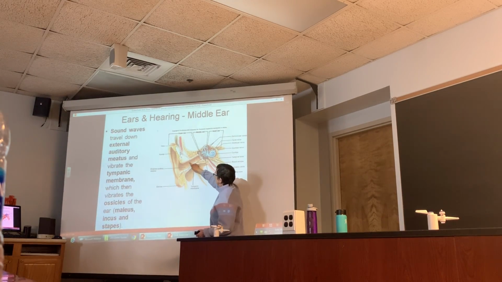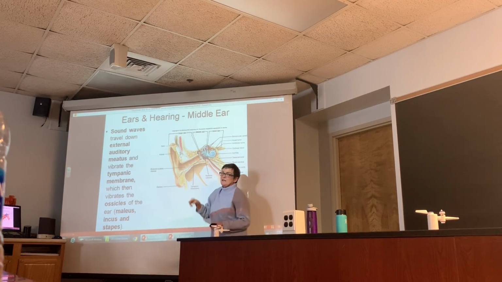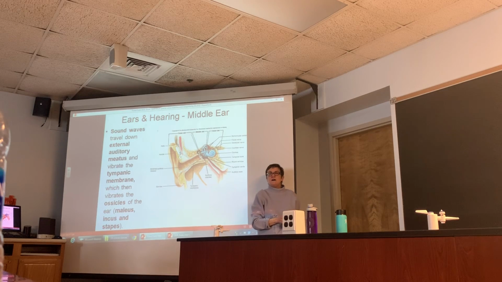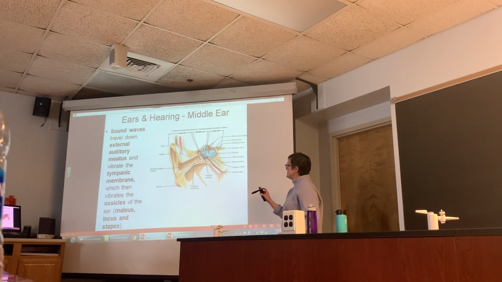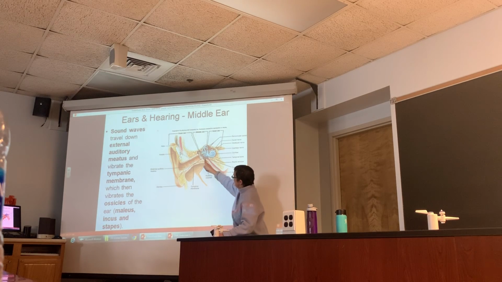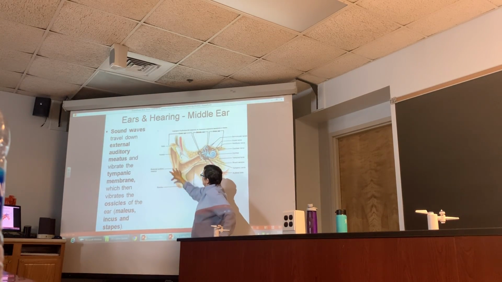And then the sound waves are going to vibrate the tympanic membrane, which in turn is going to vibrate the little ossicles, the auditory ossicles, which are teeny tiny little bones. They're very, very small. Teeny bones in your middle ear. So this is the external ear here, the external auditory meatus and the external ear here.